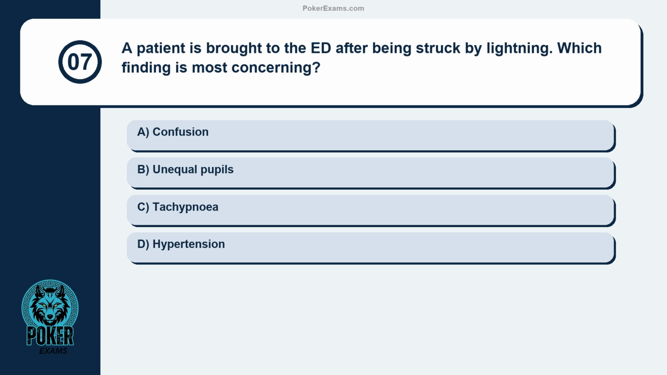Question 7. A patient is brought to the ED after being struck by lightning. Which finding is most concerning? Confusion, unequal pupils, tachypnea, hypertension.